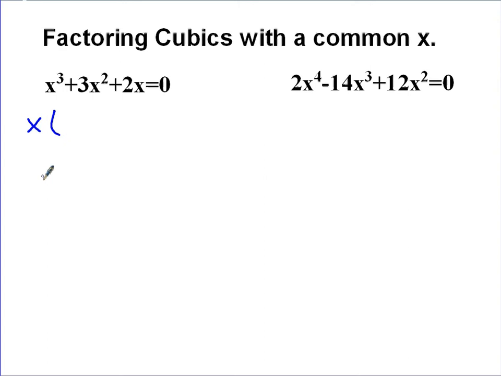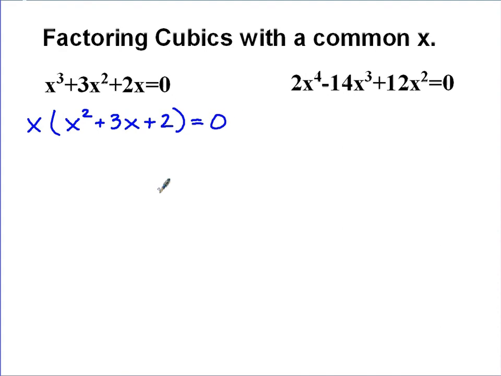in front. And then I have to think about what that leaves me inside the parentheses. X times something, if I was doing the distributive property to multiply it back out, it would have to give me x cubed. So this has got to be x squared, because x times x squared is x cubed. The next term has to give me 3x squared when I multiply it by x. And so I've got to have plus 3x. X times 3x would get me 3x squared. Okay, this last thing would have to get me 2x, so x times 2.